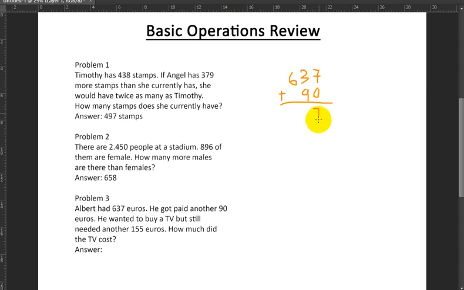7 and 0 makes 7. 3 and 9 makes 12. 6 and 1 that I carried over makes 7. So he currently has 727 euros. And he needs another 155 to buy the TV. That means that the TV costs this plus this, because he already has this and he needs another 155, so I have to add this to find out how much the TV costs. So 727 plus 155.